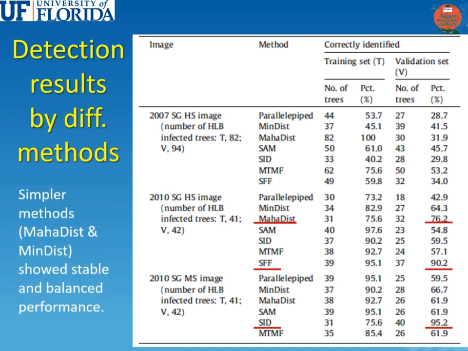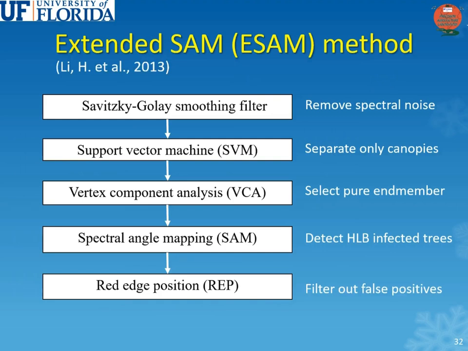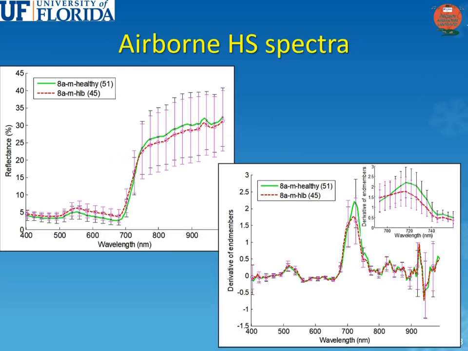Yeah, and based on that, we were able to create this density distribution map. Green is low infection, 0 to 70 trees per hectare, and severe is red, more than 210 trees infected per hectare, using different methods. And we developed the extended SAM method by expanding spectral angle mapping and adding some other processing steps to be more efficient.